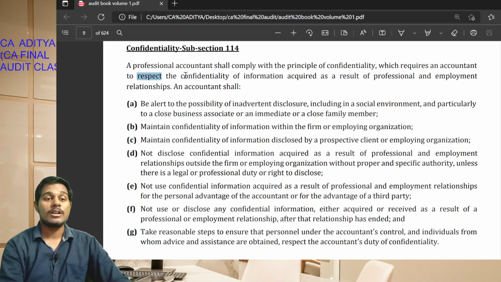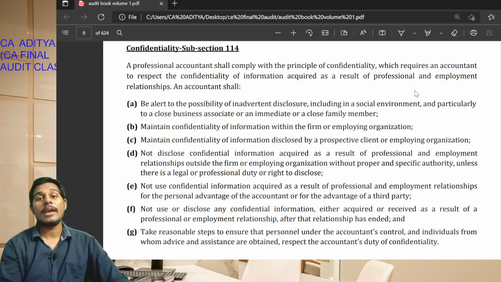A chartered accountant should respect the principles of confidentiality of information acquired during his employment or client information. Be alert to the possibility of inadvertent disclosure, including in social environments and to a close business associate. A chartered accountant should not disclose any information to any person who is a close relative of the client business, and you should not provide the information to close family members also.